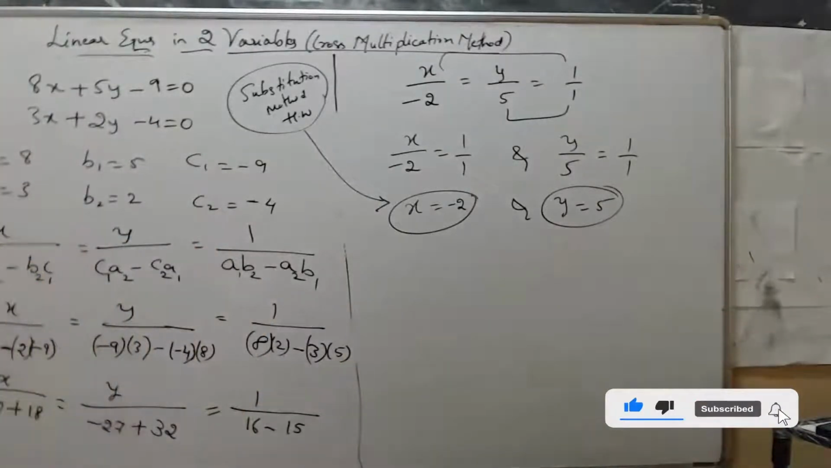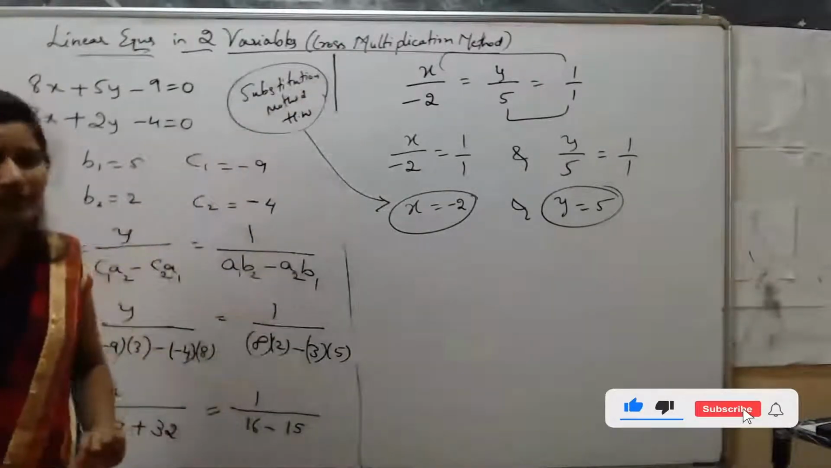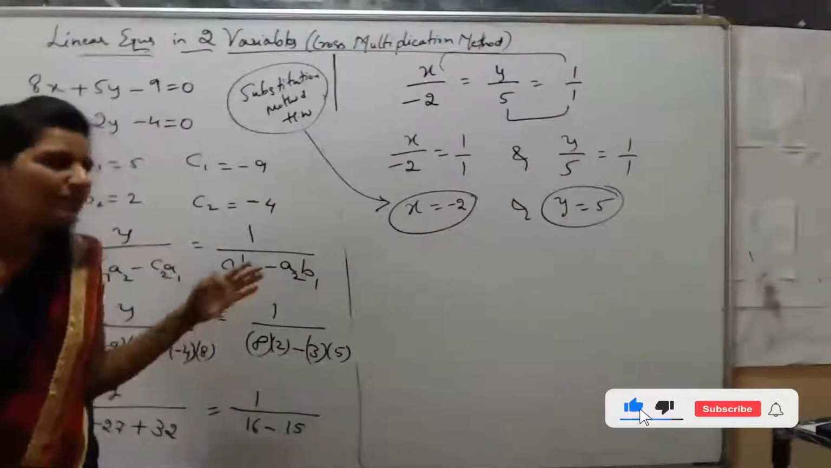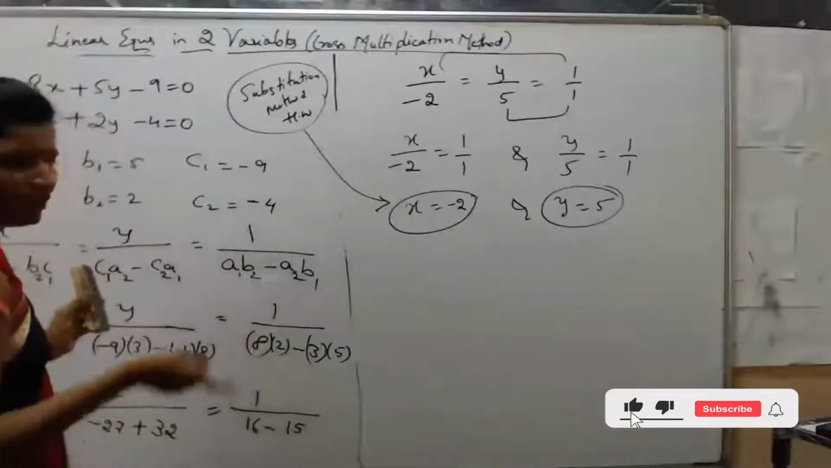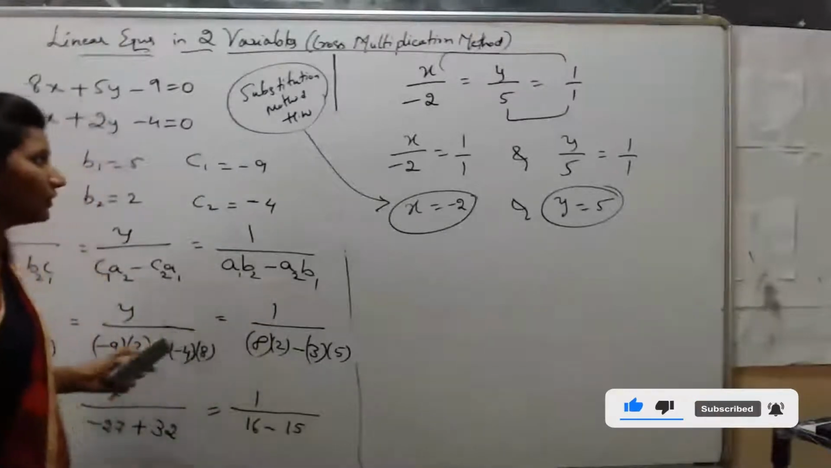Just remember that. Why, ma'am, you are doing cross multiplication method and you are doing elimination method? They only say you can use any method, whichever is very convenient. So I am using the elimination method. Don't do the cross multiplication method. If you want, you can do it, then you will only struggle.